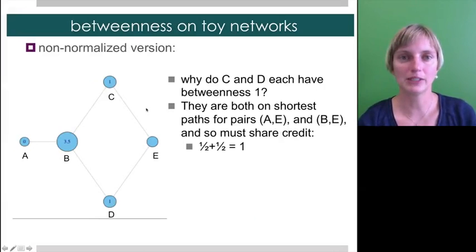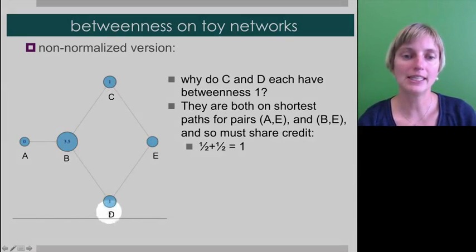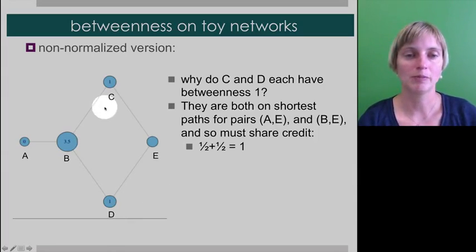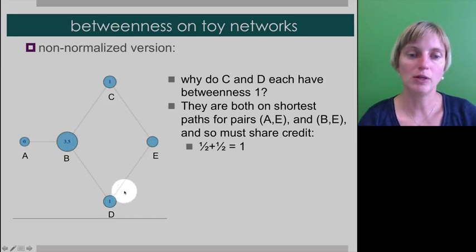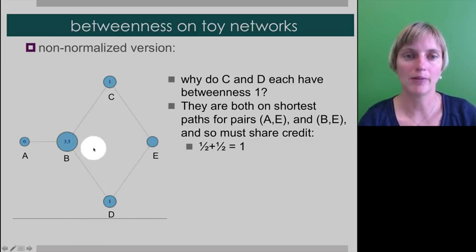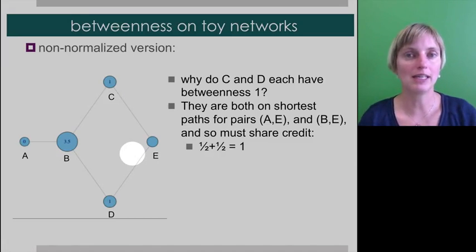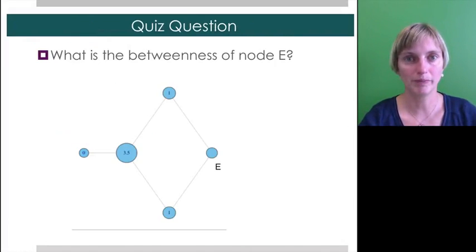Let's look at this particular toy network. Here, C and D each have betweenness 1. How do you calculate that? Well, C is on the path from A and B to E, and so is D. So imagine first that D is not there. Well, if that were the case, then C would have betweenness 2 because it's on the path from A to E and on the path from B to E. However, D is on the exact same paths, and so they share credit and they each get betweenness 1.